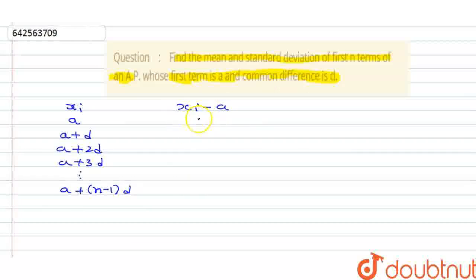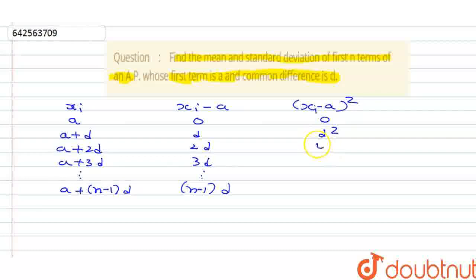So xi minus A will be here 0, then D, 2D, then 3D, dot dot till (n minus 1) into D. Similarly, we will be using the term xi minus A whole square. So it will be 0 square, D square, 4D square, 9D square, dot dot till (n minus 1) whole square into D square. Okay, this we are going to use, that's why we have written it.